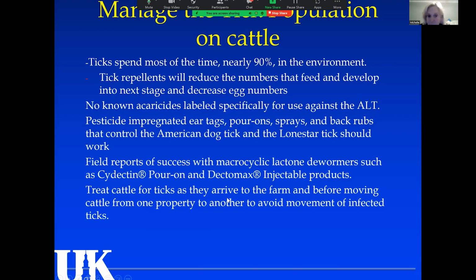There are field reports of success with our dewormers, the macrocyclic lactones like Cydectin, Dectomax injectable, and Ivomec as well. I've seen Ivomec used as a treatment. Think about treating cattle for ticks as they arrive to the farm, and also before moving cattle from one property to another. Always be thinking that when you're bringing new animals to your farm, they may have those ticks on them. So you want to treat them before you move them out on your property with your existing herd.